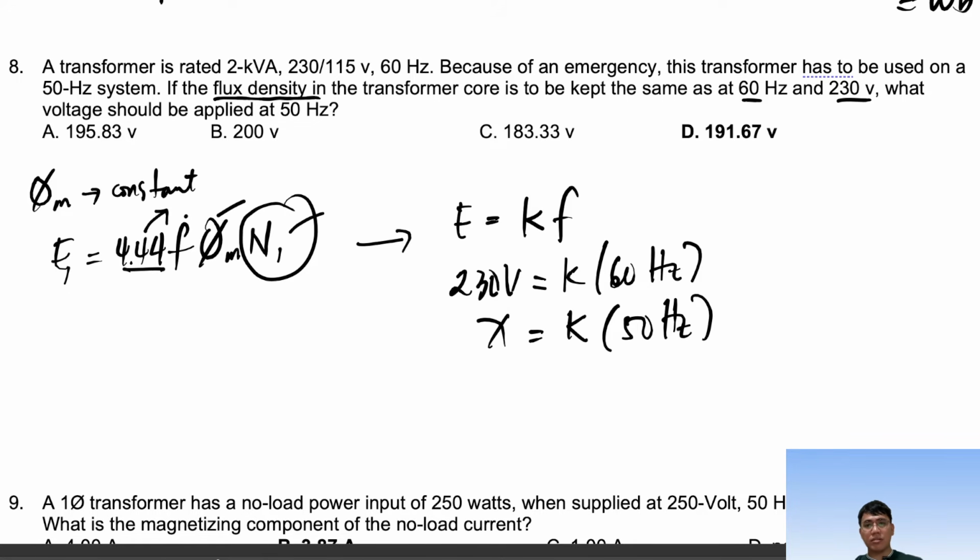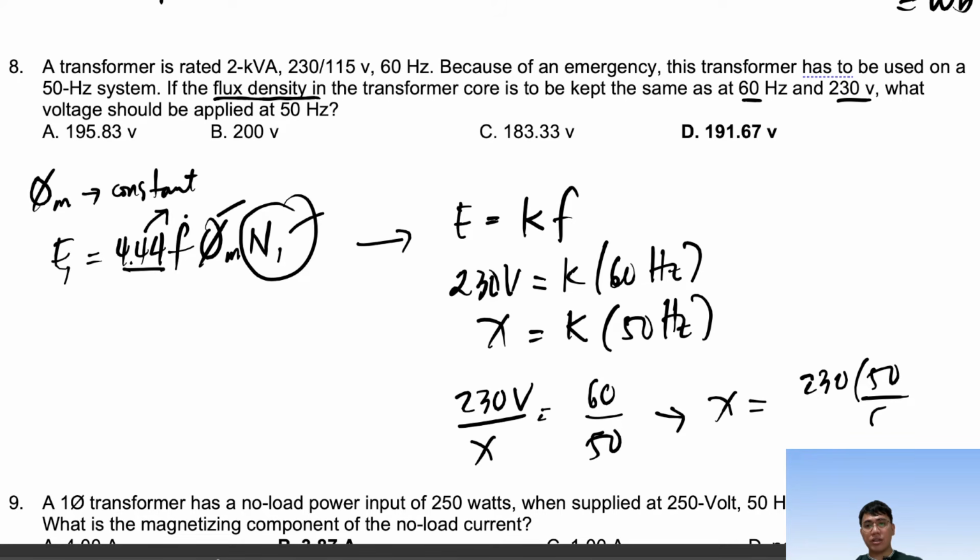Okay, dividing the two equations, 230 over X equals, so of course we have 60 over 50. So only the voltage will be left, so that X in turn is equivalent to 230 times 50 over 60. And that is, bring out your calculator so that you get to practice your calculator techniques. 191.67 volts. So the answer is letter D.